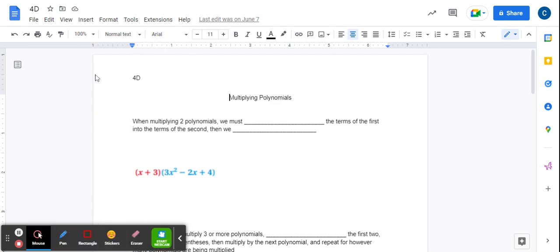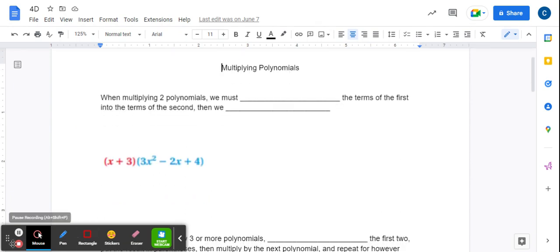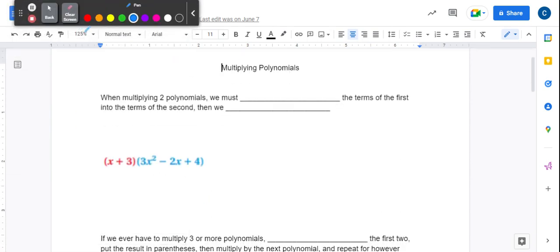Okay, good morning. Doing a little video here to go over 4D-Nos, which is multiplying polynomials. Should be pretty simple, just very much like the distributive property, except just a little bit more because sometimes we have some more figures here.